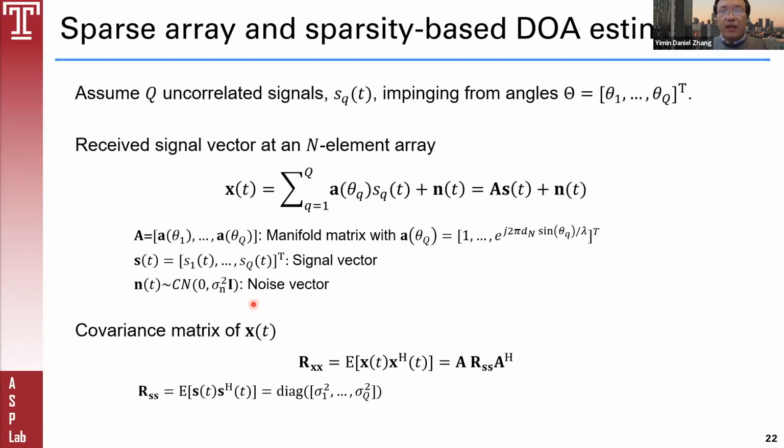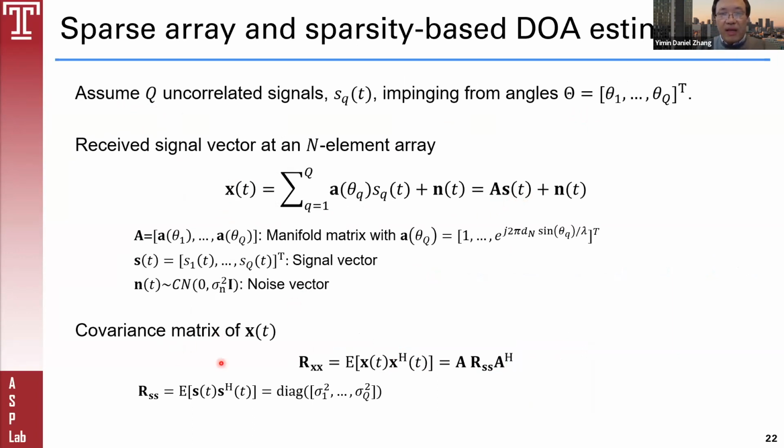Okay, so consider a signal model. We have Q uncorrelated signals impinging from theta one to theta Q. So the received signal model, we can represent as x(t) equal to the summation of these contributions, and we can also write it as As(t) plus n(t). So this is a really standard array model.